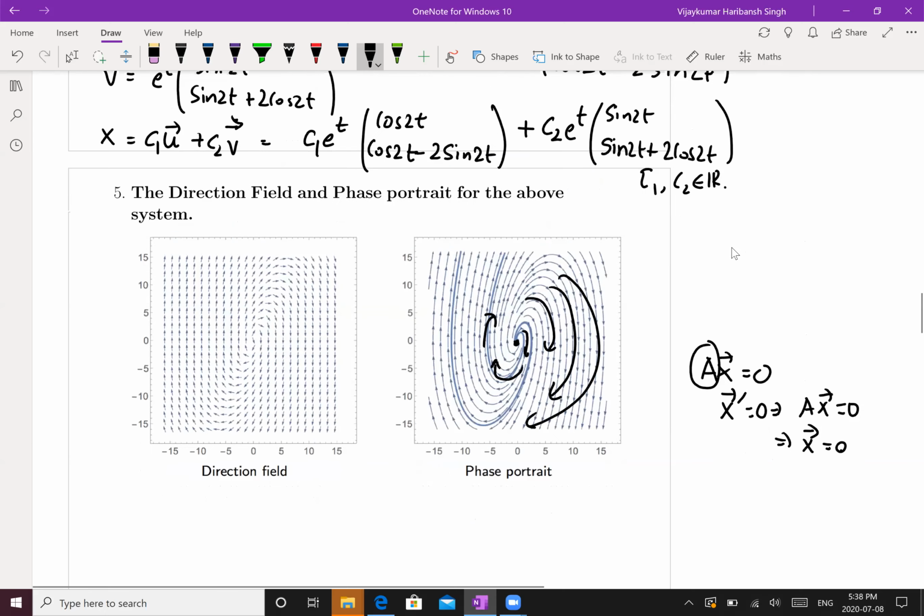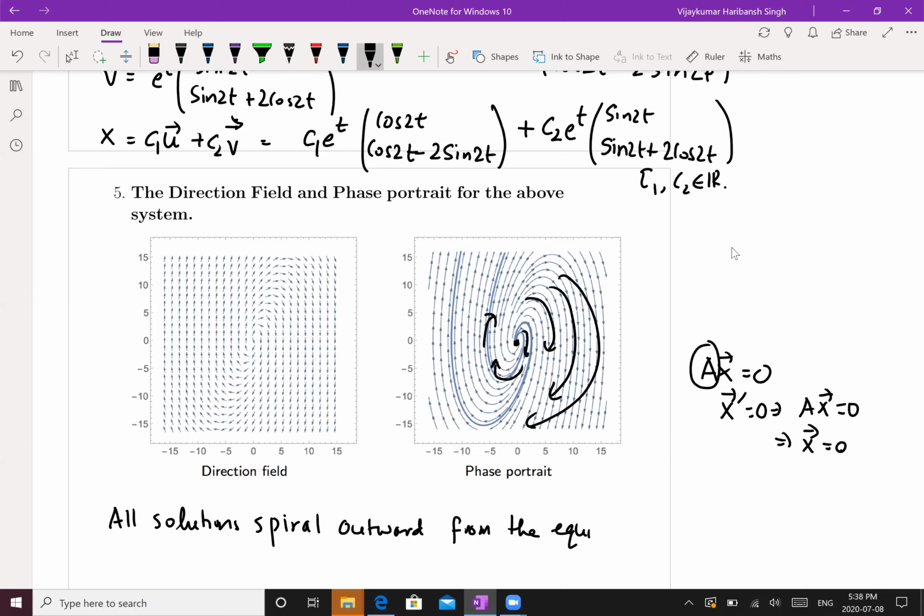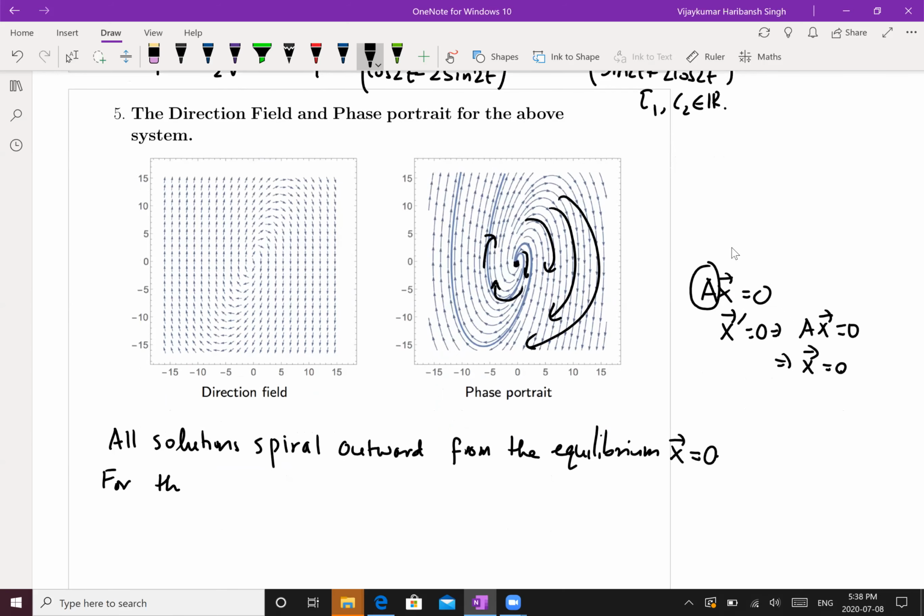So all solutions spiral outward from the equilibrium x equals 0. Hence, for this reason, we call the equilibrium unstable. We call it an unstable spiral point.